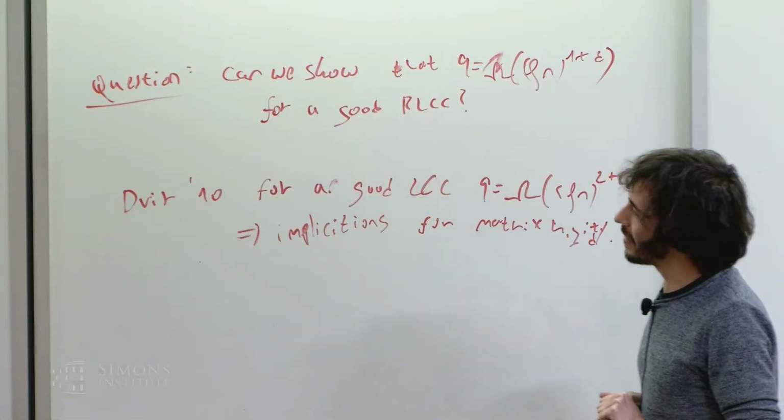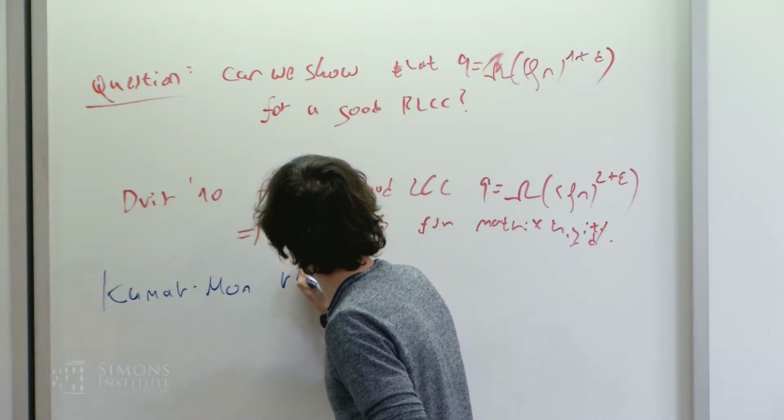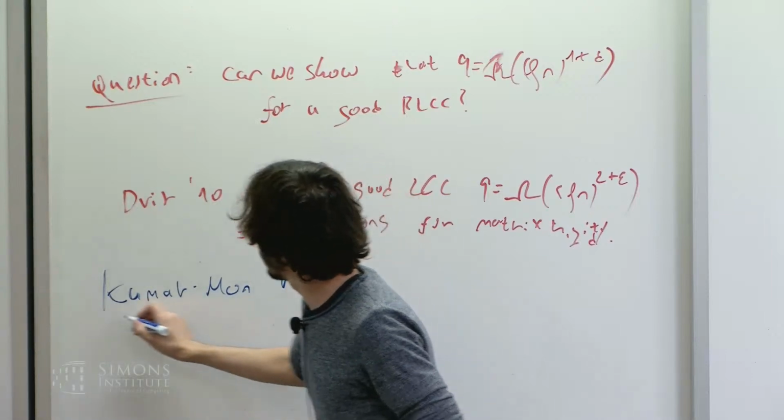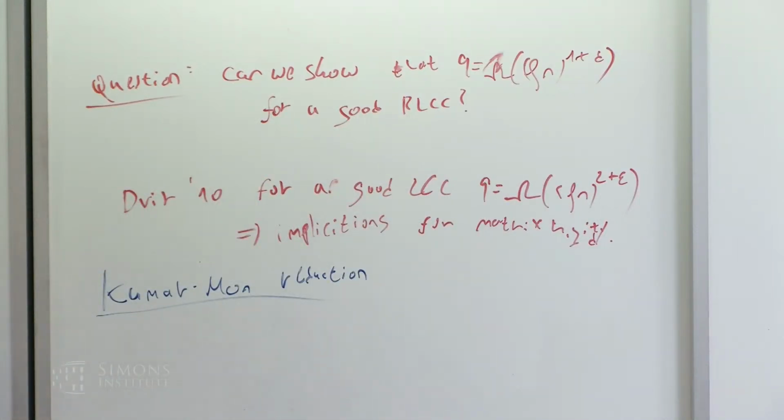Okay, so in order to say how we get the query complexity, I want to start with recalling the beautiful reduction that we just saw. But I'm probably going to say it in a way that is a bit different from what Jeffrey said. So the Kumar and Mon reduction. I will need to write again the definition of locally testable code, which we know, but still.